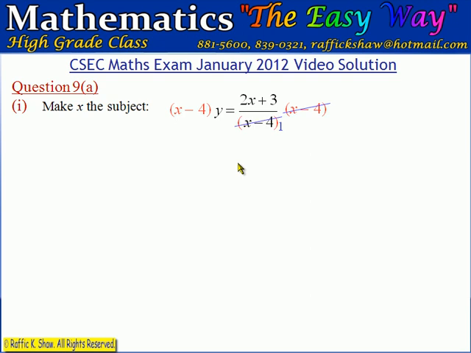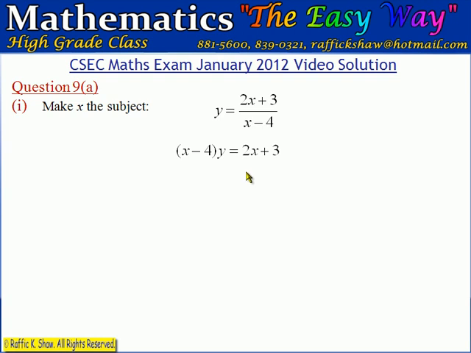And so our next line will be that. That's a shortcut way of getting rid of the x minus 4 from here. Multiply the x minus 4 over onto this side, to get rid of it from this side. Now we have this expression.